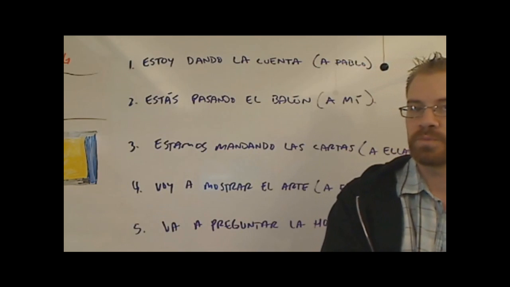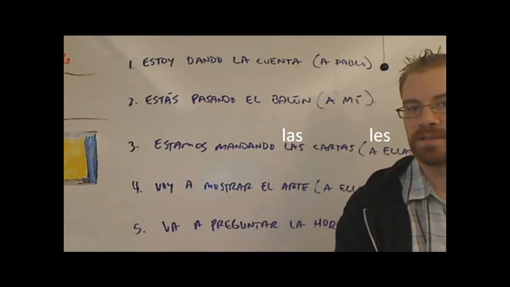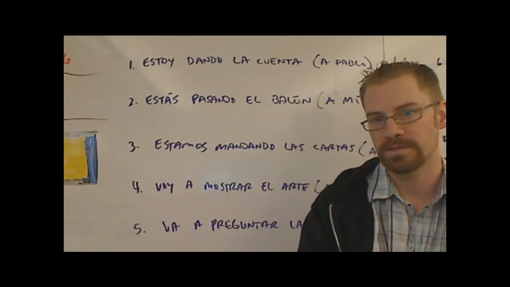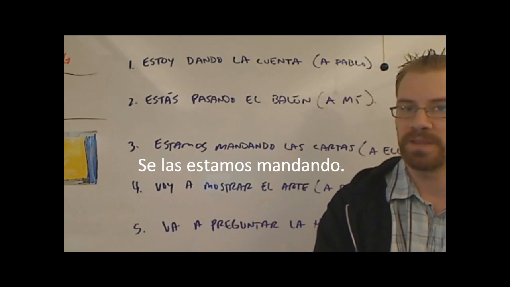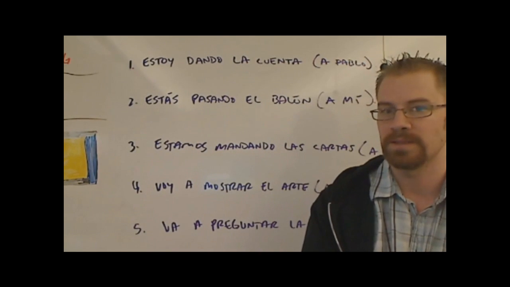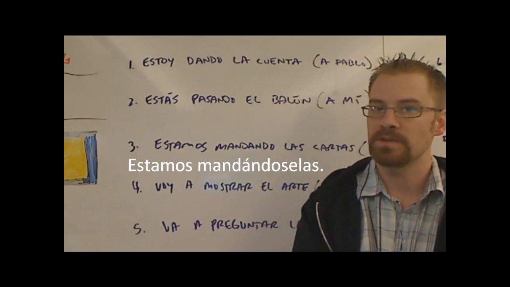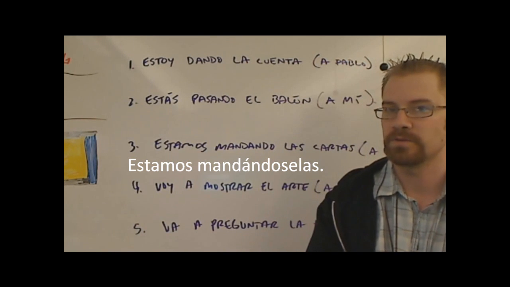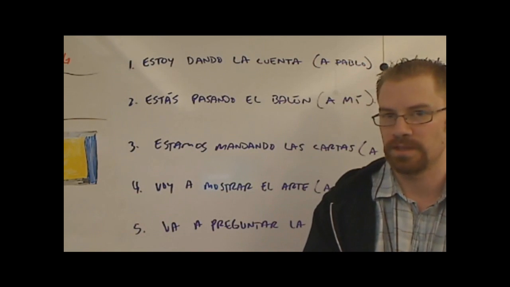Number 3, estamos mandando las cartas a ellas. Las cartas would change to las, ellas would change to les. We'll put the people before things, so we have les and las. You can't have 2 L's together. So se las, your new sentence could be, se las estamos mandando. Now I can also attach these to the mandando. Think about how you say mandando, mandando, mandando. The stress is over the second A again. So I could have estamos mandando se las. The ando part, the AN, that stress is 3 or more back, so you're going to have the accent mark over that A. Estamos mandando se las.